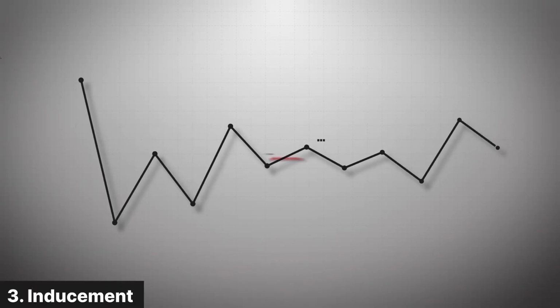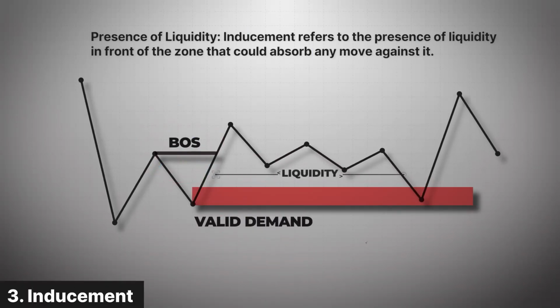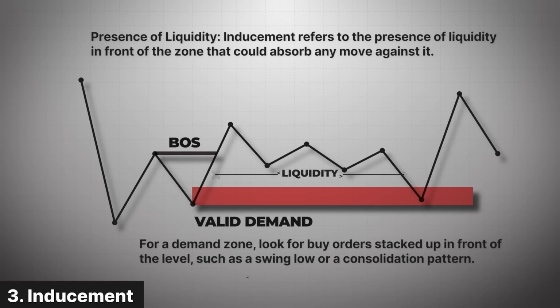Another important factor to consider is inducement. This refers to the presence of liquidity in front of the zone that could potentially absorb any move against it. For example, if you're looking at a demand zone, you want to see some buy orders stacked up in front of that level. These could be in the form of a swing low or a consolidation pattern, anything that suggests there are traders waiting to buy at that price.